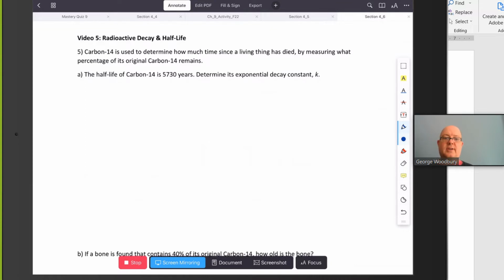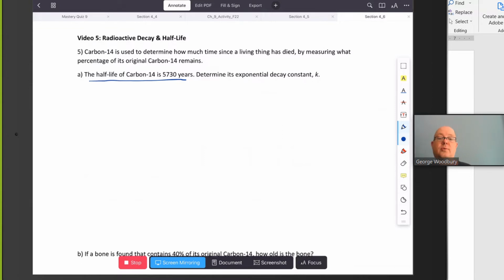So all living things contain carbon-14, breathing in the atmosphere. When that living thing is no longer a living thing, the carbon-14 starts to decay into a more stable isotope, nitrogen-14. And it takes 5,730 years for half of the carbon-14 to convert.